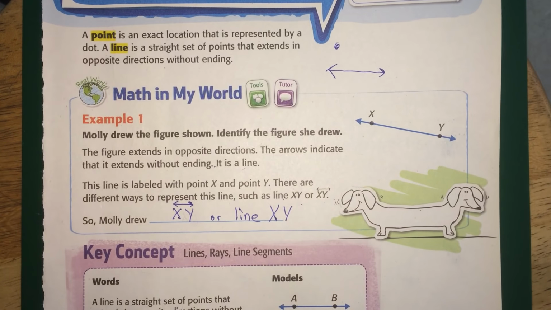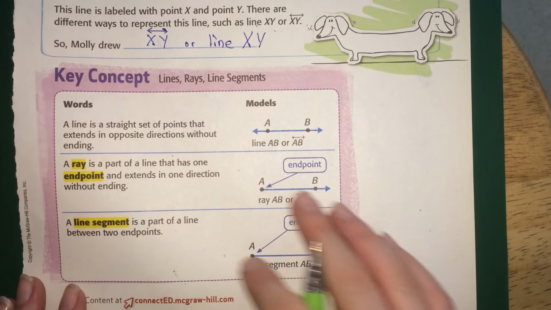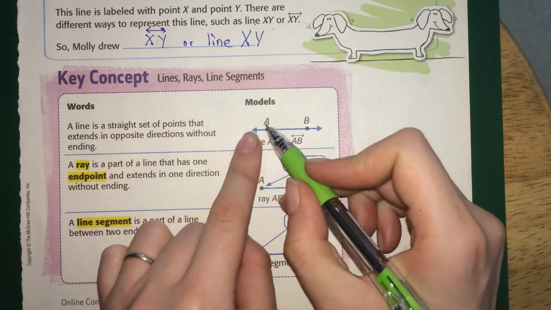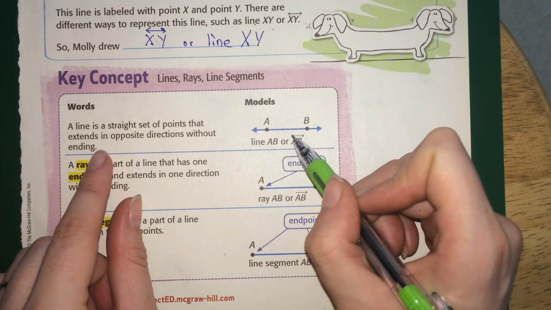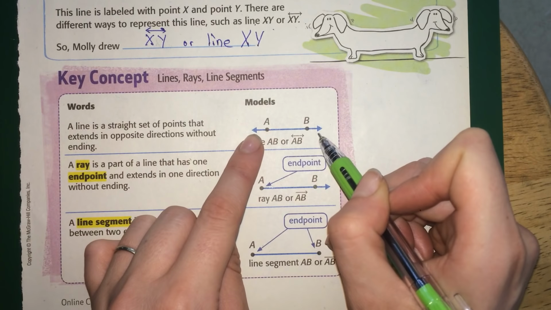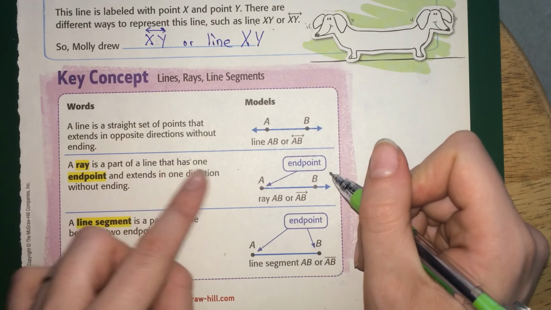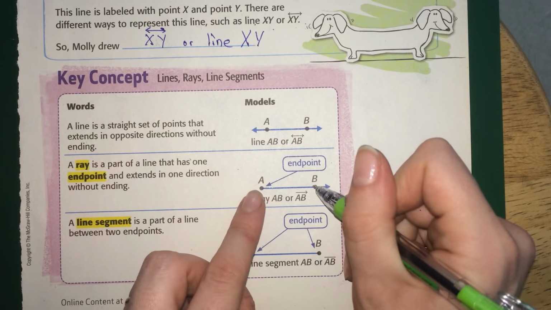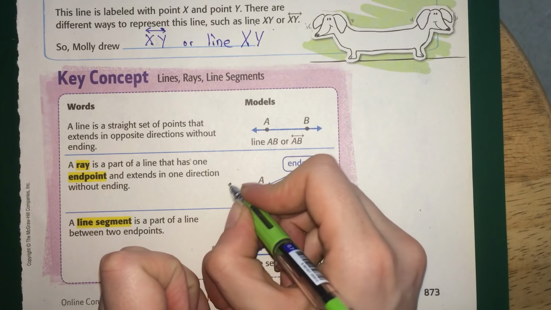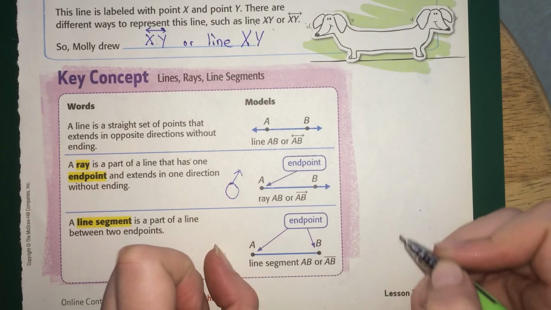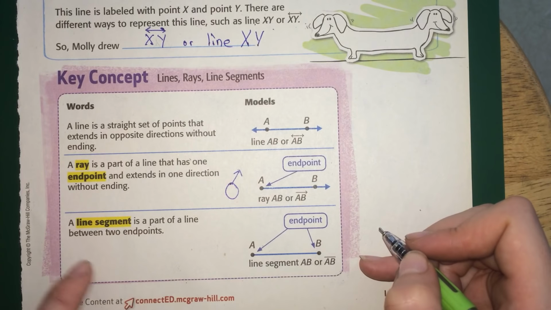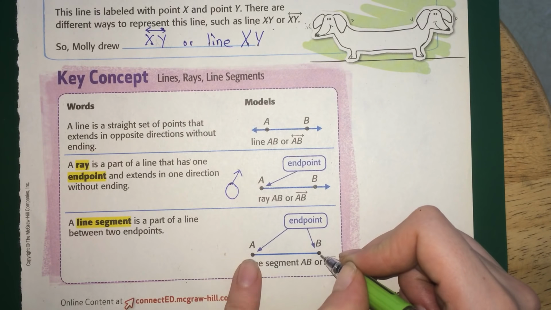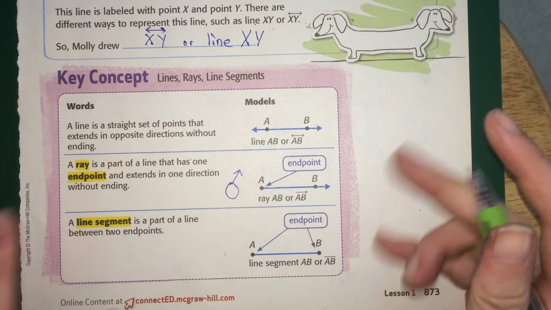Okay, so here's our vocab words. These purple boxes are super important. So a line is a straight set of points that extends in opposite directions without ending. A ray is a part of a line that has one endpoint and extends in one direction without ending, just like the sun. And a line segment is part of a line between 2 points, okay? So it has a definite beginning and a definite end.